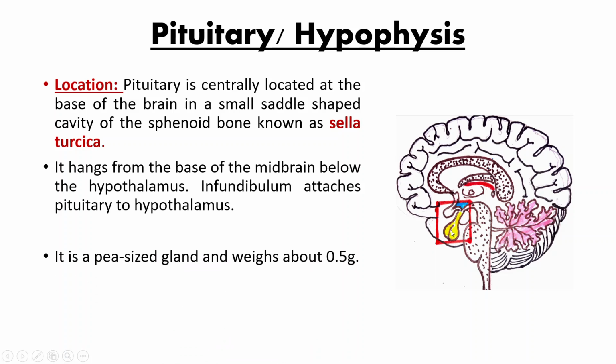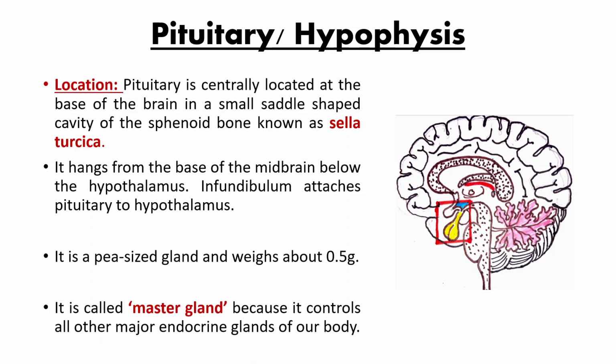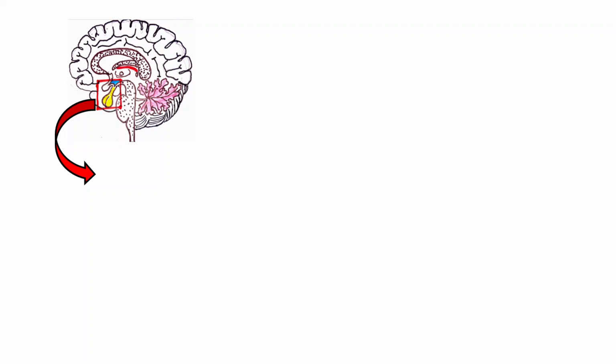You can notice that it is a very small sized gland, almost like a pea, and it weighs only about 0.5 gram. It is called the master gland of our body. Why? Because it controls all other major endocrine glands of our body. So this is an elaborative view of the pituitary gland.